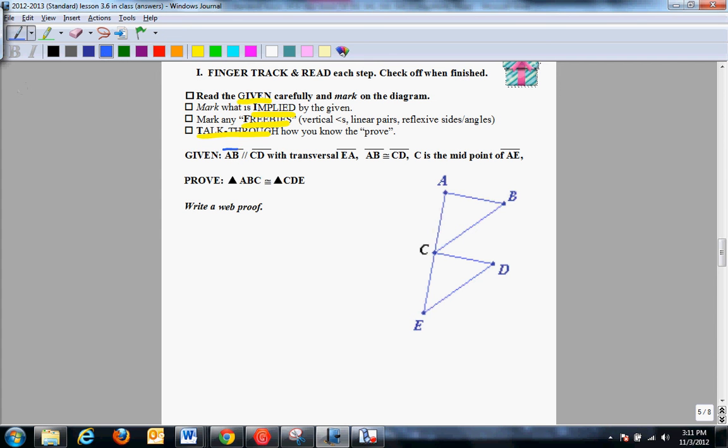Given. Segment AB and CD are parallel with a transversal EA. So here's AB. And here's CD. And they're parallel with a transversal, which you guys know as a stir stick, AE.